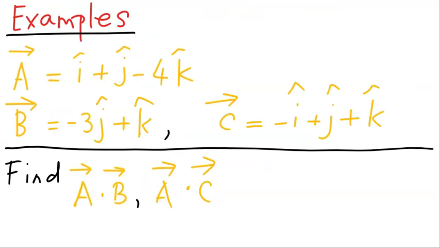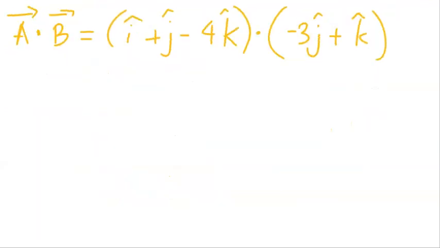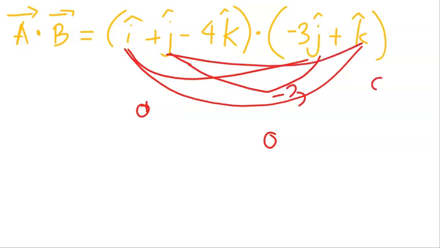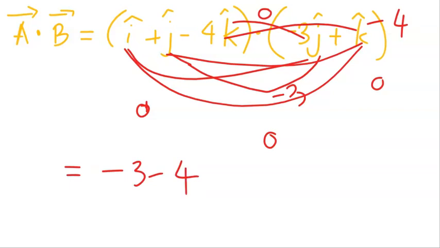Let's look at the following dot product, a dot b. So we do term by term. i dot j, that's 0. i dot k, it's also 0. j dot j, that's 1. There's a minus 3 there, so it will give you minus 3. j dot k, that is 0. k dot j, that's 0. And k with k, that's 1. That's a minus 4 there, so it's going to give you a minus 4. So the final answer is minus 3 minus 4, which is minus 7.